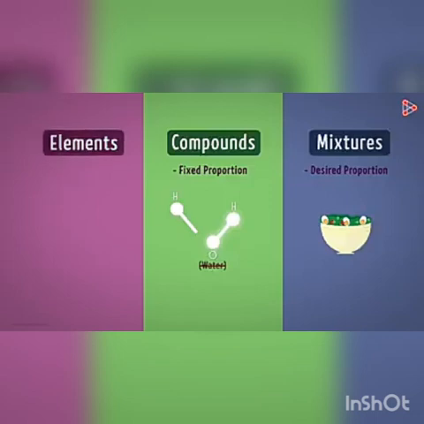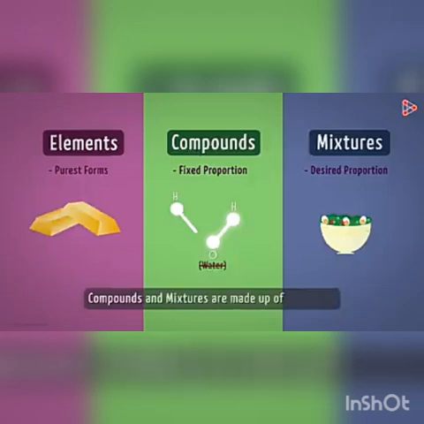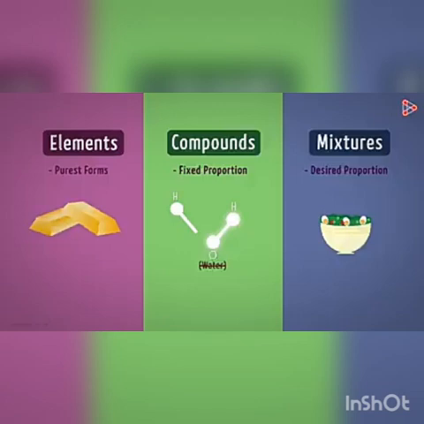Lastly, we have the elements. These are the purest forms of any known substance. They are composed of only the same type of atoms. There are neither proportions nor random mixing of substances. So can we say that compounds and mixtures are made up of elements? Absolutely. So in nature, it implies that elements are the basic forms of every material that we find around.